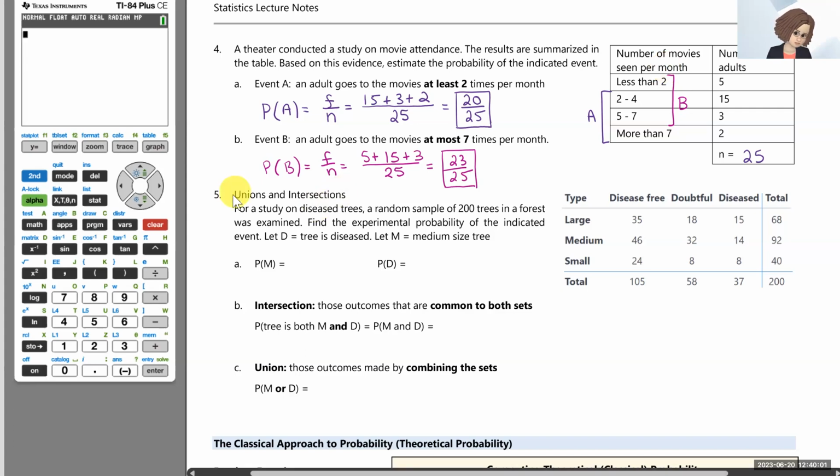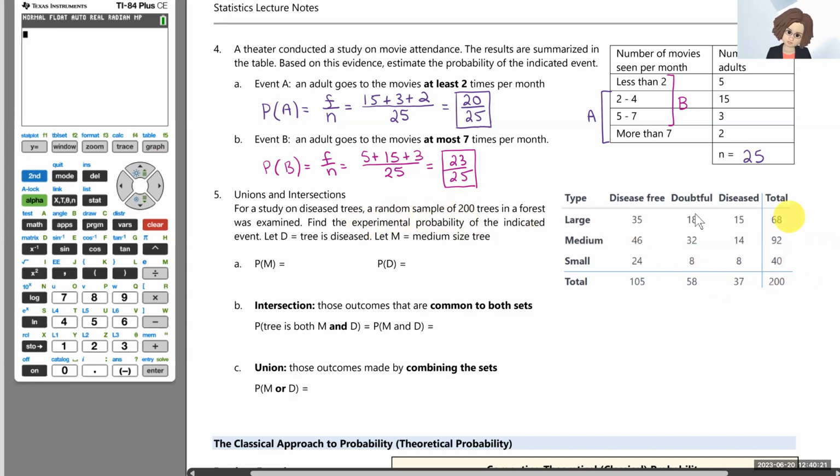All right, let's take a look at another one. And here we're going to address the concept of union and intersection. But first we'll start here. It's a study on diseased trees. And they took a random sample of 200 trees in a forest. And based on this data, we'll be finding some experimental probabilities.